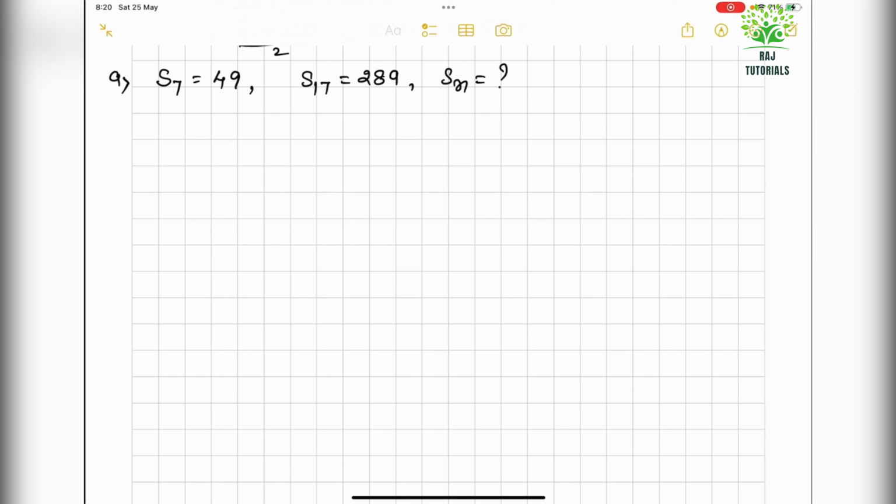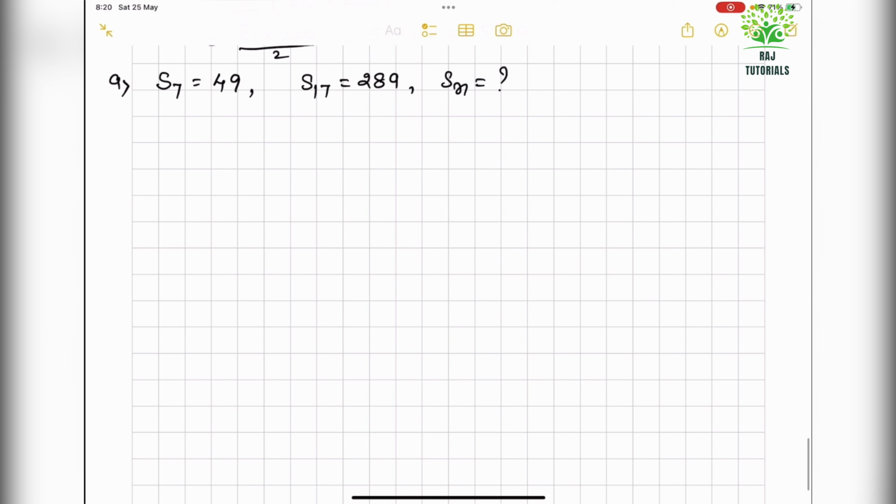Now ninth one, it says if the sum of first 7 terms of an AP is 49 and that of 17 terms is 289, find the sum of first n terms. So I know S7 is 49, S17 is 289. Now we know that Sn equal to n by 2 into 2a plus n minus 1 d. So S7 will be 7 by 2 into 2a plus 6d.